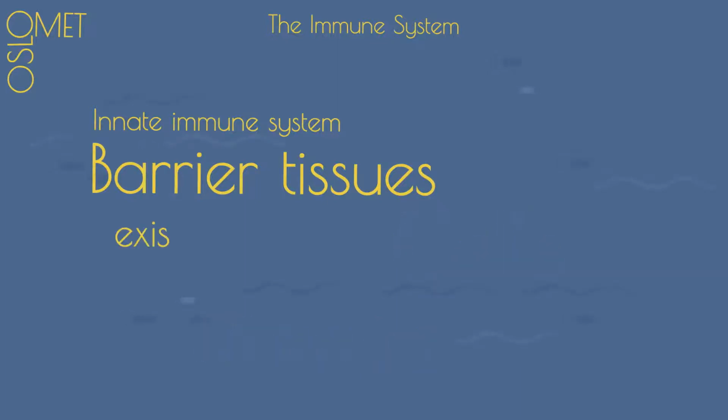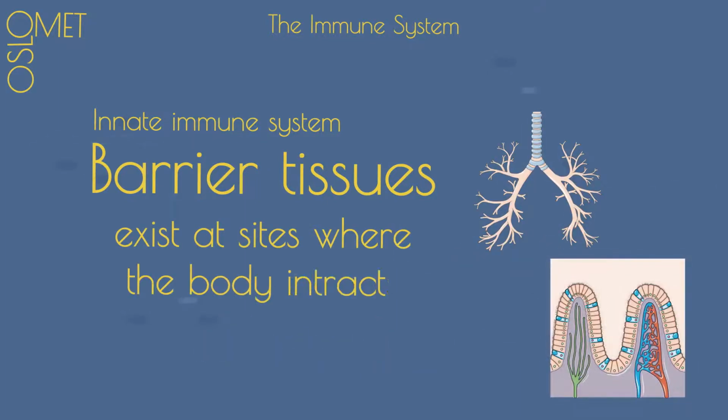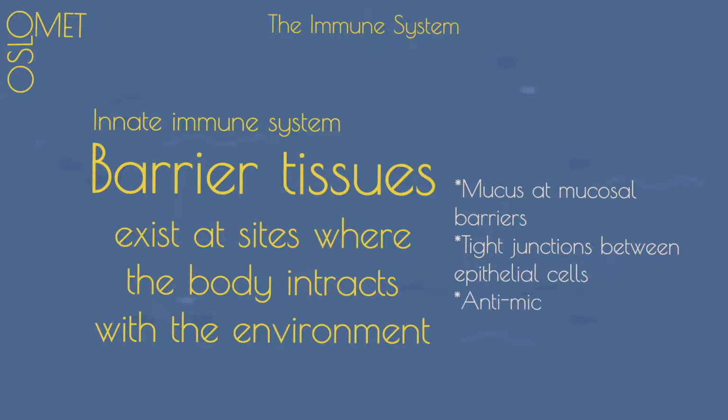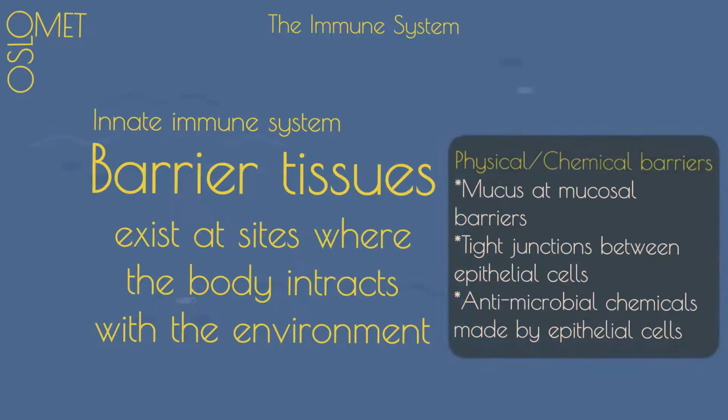Barrier tissues exist at sites where the body interacts with the environment. Mucus at mucosal barriers, tight junctions between epithelial cells, and antimicrobial chemicals made by epithelial cells are physical and chemical barriers.